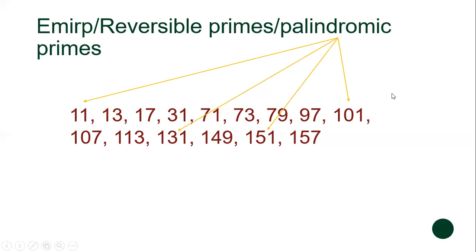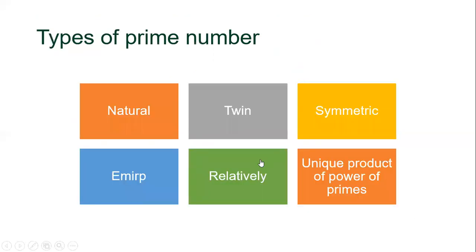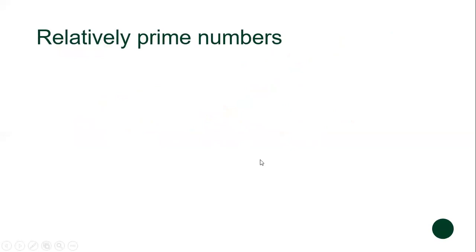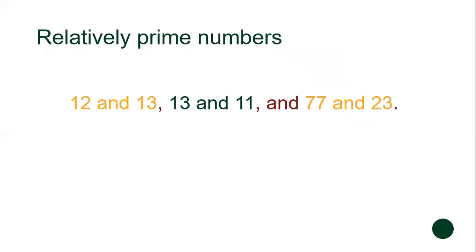Now, let's look at another category, which is relatively prime numbers. Relatively prime numbers are numbers whose greatest common factor is 1. Examples: 12 and 13, their greatest common factor is 1. 13 and 11, and 77 and 23. Their greatest common factor is 1, meaning both of these numbers can only be divided by 1.